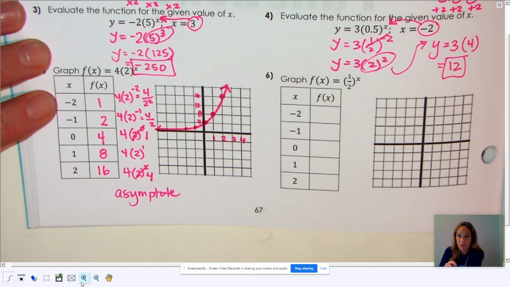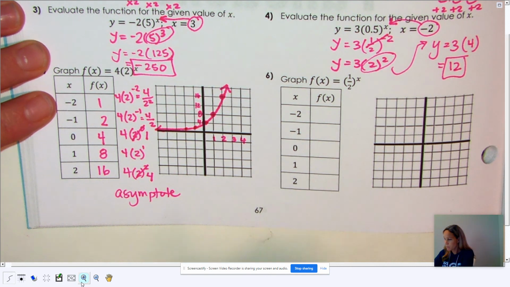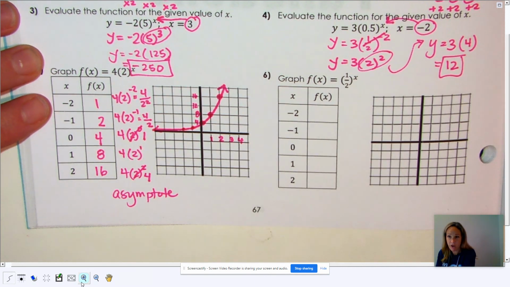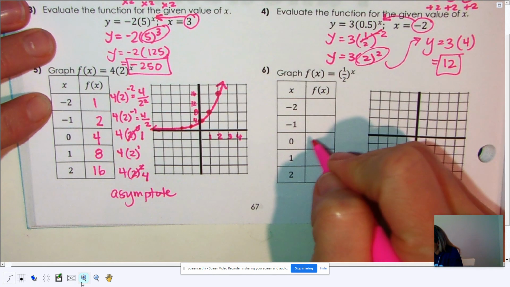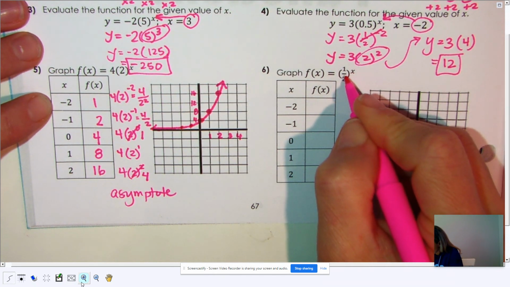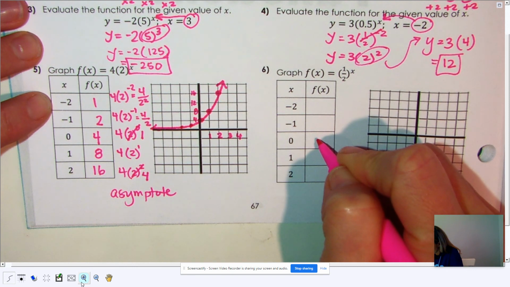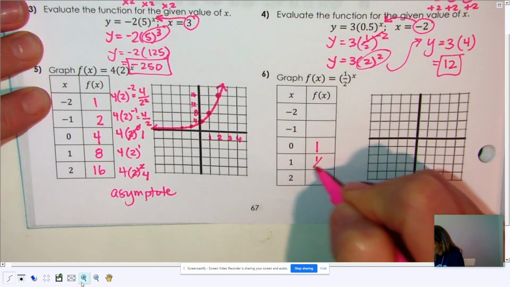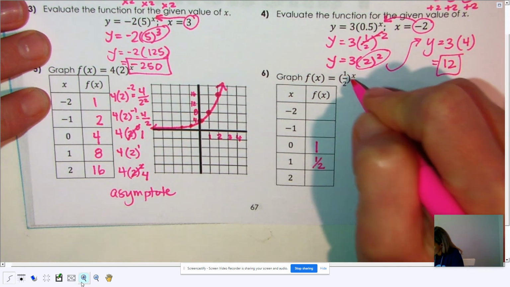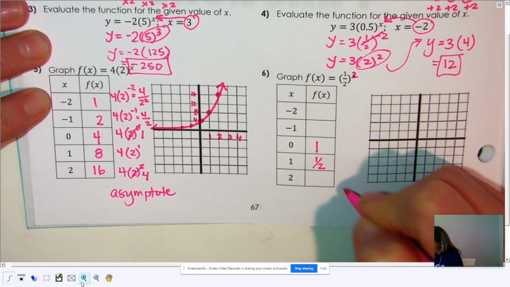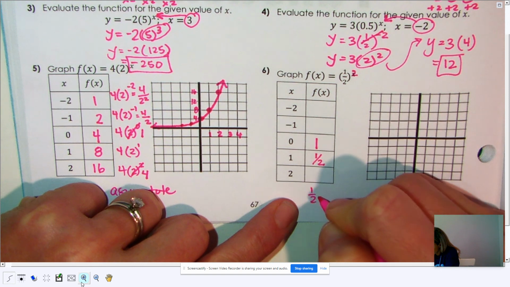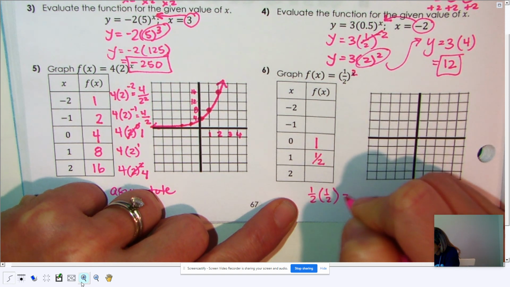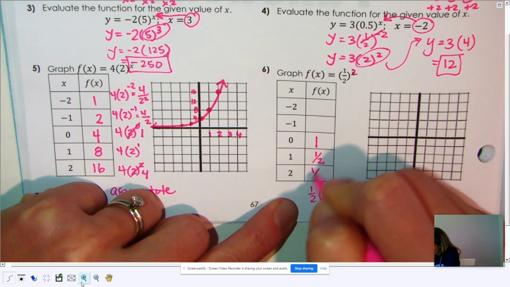This next one's a little bit more difficult. This is a divide by problem because we have the 2 on the bottom of the fraction. So I'm going to start again by plugging in 0. So if I have anything to the 0 power, that's just equal to 1. If I have 1/2 to the 1, that's just equal to 1/2. If I have 1/2 squared, that just means that I have 1/2 times 1/2, which is 1/4.